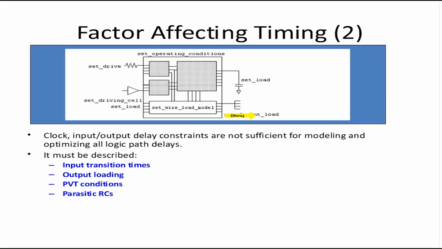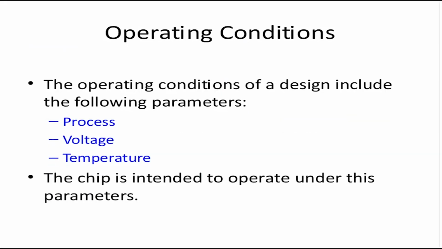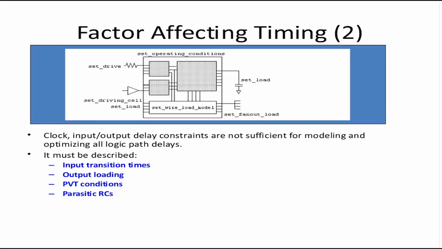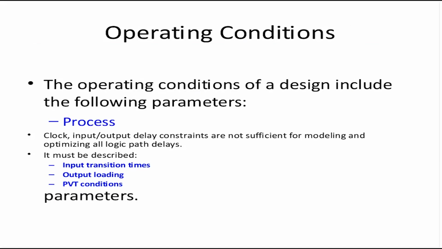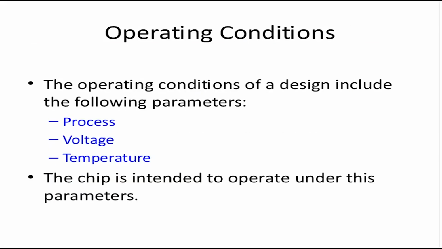We look at the four cases of how to specify input transition, how to specify output loading, how to set the PVT condition, and how to set the parasitics. Let's first look at the operating conditions. I've also gone through this earlier, so let me just quickly go through it again. The operating conditions include the following parameters: process, voltage, and temperature.